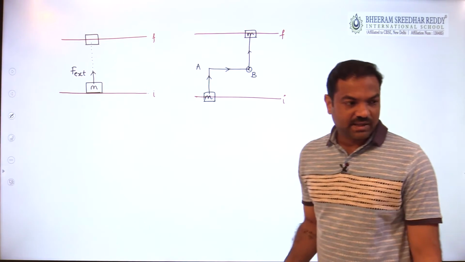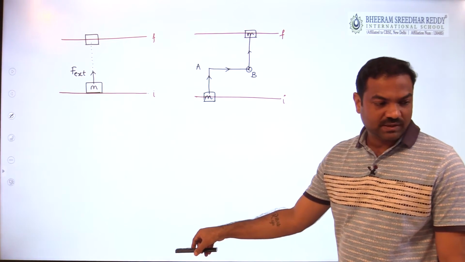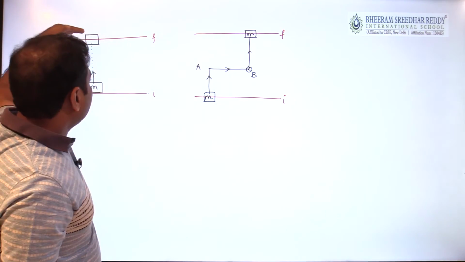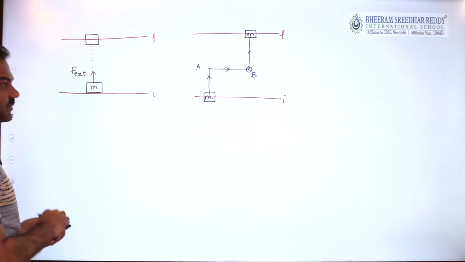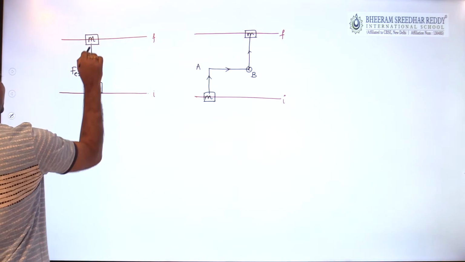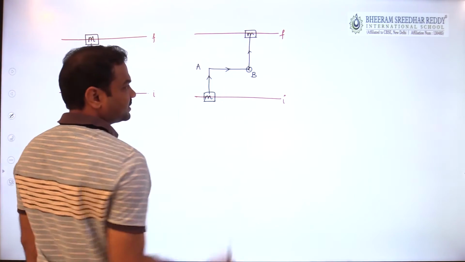In the second case, how have I taken the block? From the lowest level to some height, then horizontally, and then vertically. Clear? Finally both are at the same place, the same height. The initial height and final height are the same, but the path is different. This is taken directly, and this is taken like this.